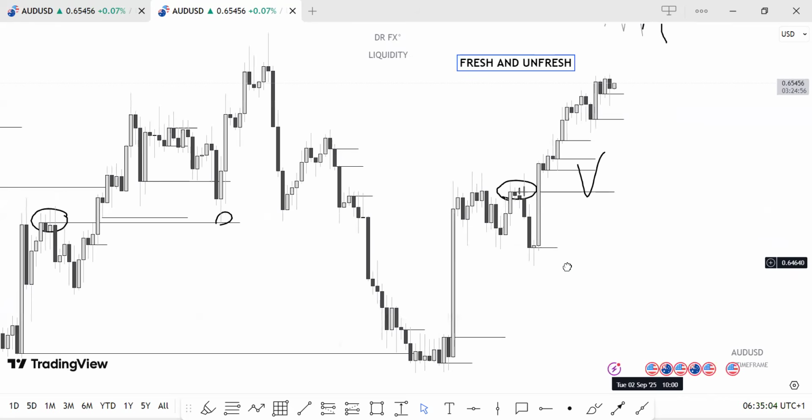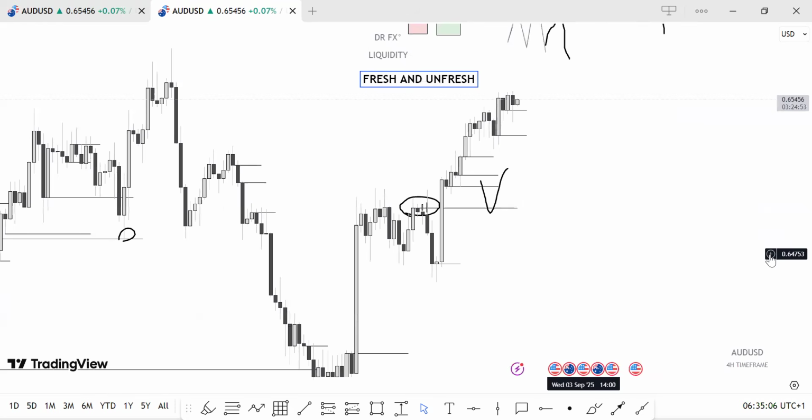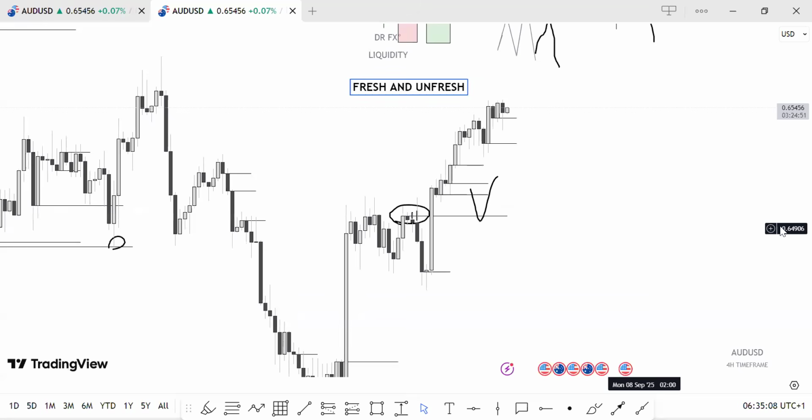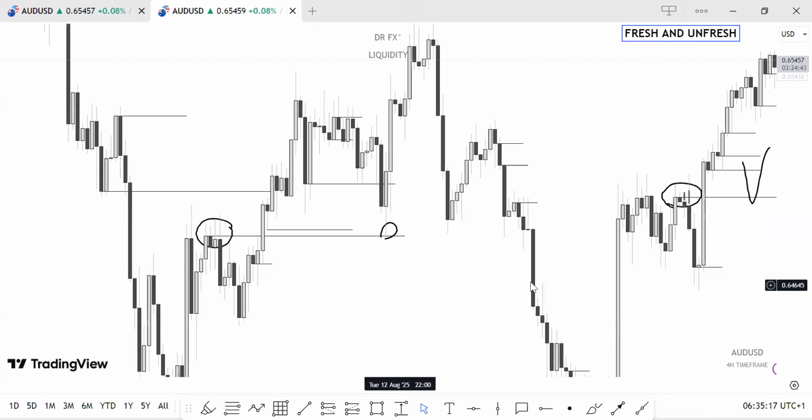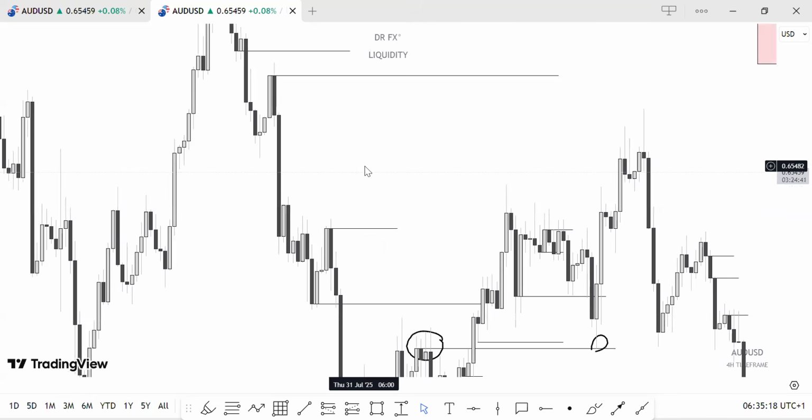Then also, any key level that gets disrespected, we expect it to act as support or resistance. As a support break becomes resistance, or a resistance break becomes support, even if it is an open close. If an open close gets disrespected, where can I find one?